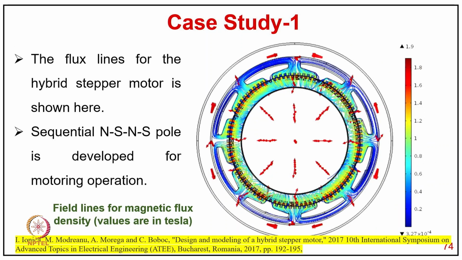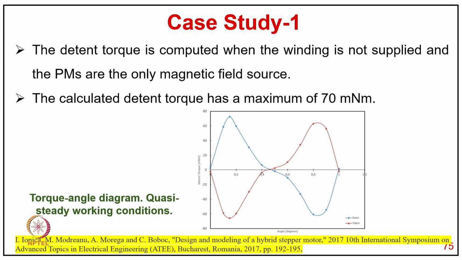Now the flux lines for the hybrid stepper motor are shown here, and an alternating NS pole sequence is developed for motoring. Field lines for magnetic flux density in Tesla are shown in the figure. Now coming to detent torque, it is computed when the winding is not supplied and the PM is the only magnetic field source. The calculated detent torque has a maximum value of 7 milli-Newton meter, as you can see in the diagram. So the torque is shown with the torque angle characteristic and consistent working condition.